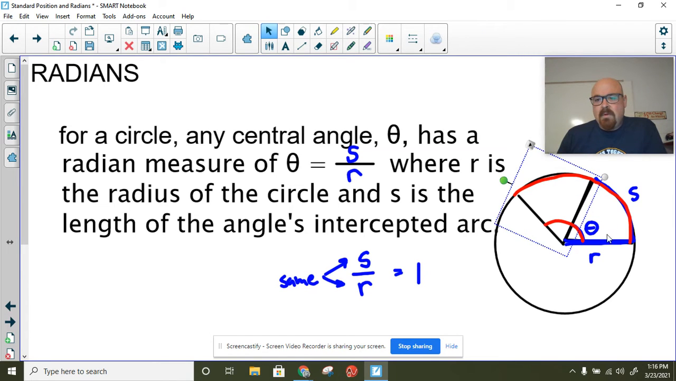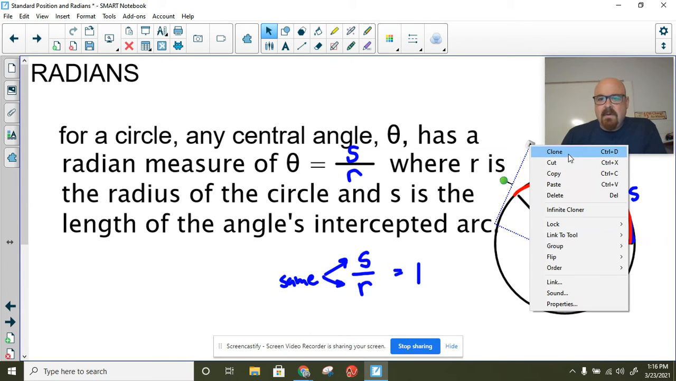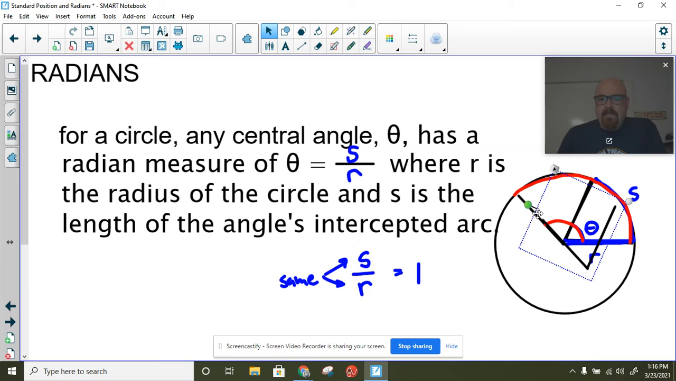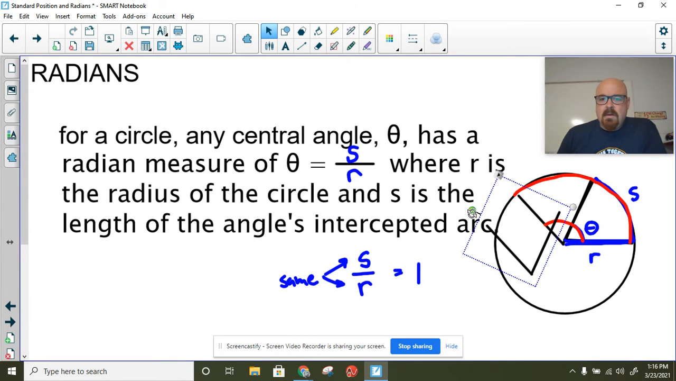Okay, can I get one more? Let's see. I don't think I can. No. Let's see. Hold on. Let's see what I can do here. Here we go. Let's do it this way. Not bad. So you can see here's 3 radians.